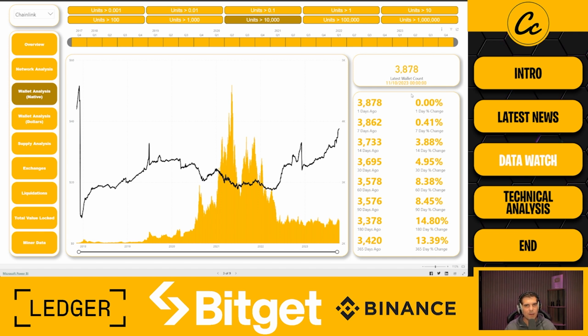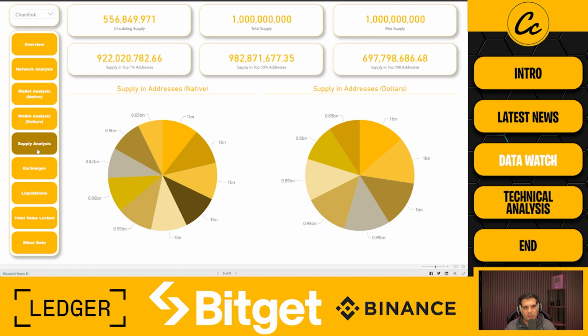That being said, I'm not happy with mine. I think it can be bigger. And I think looking at this data, it really does back up that idea that Chainlink is going to be an absolute powerhouse in the next bullish market. We can take this further by coming down into the supply analysis.